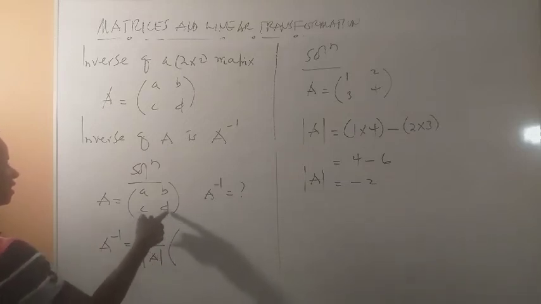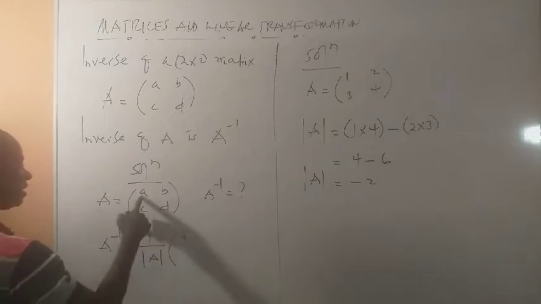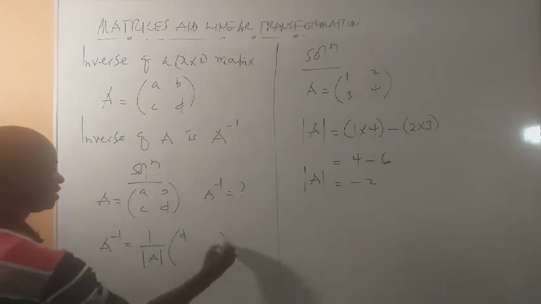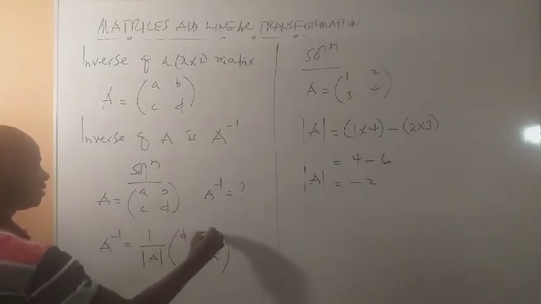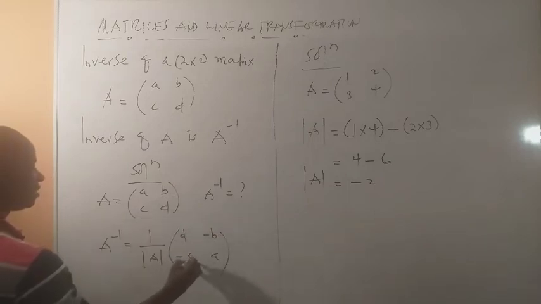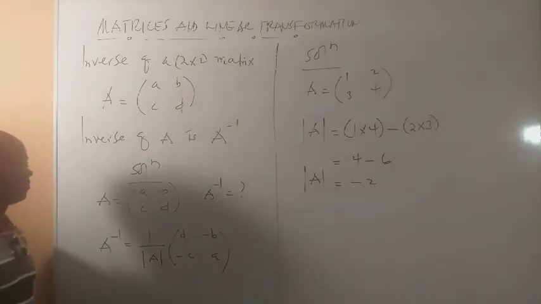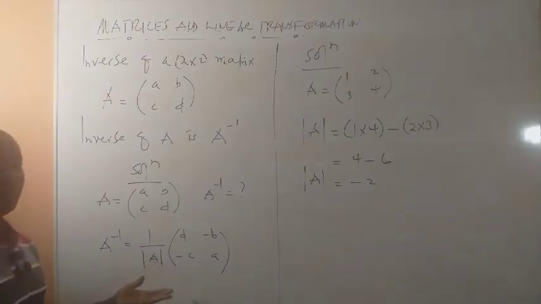Then the D takes the position of the A. Then the A takes the position of the D. Then you negate the second element and you negate the third element. When you simplify this, whatever you are getting is the inverse of A.